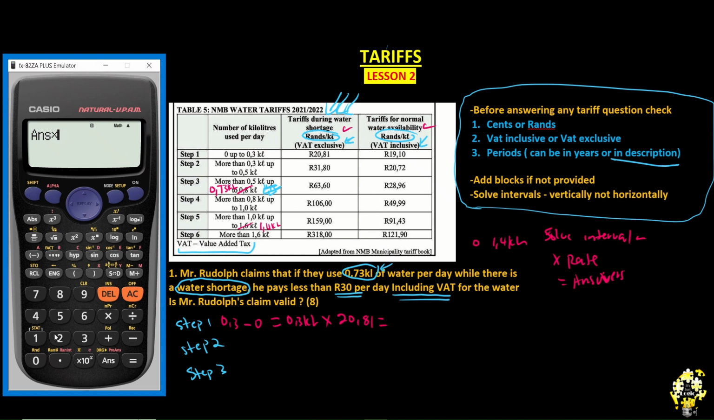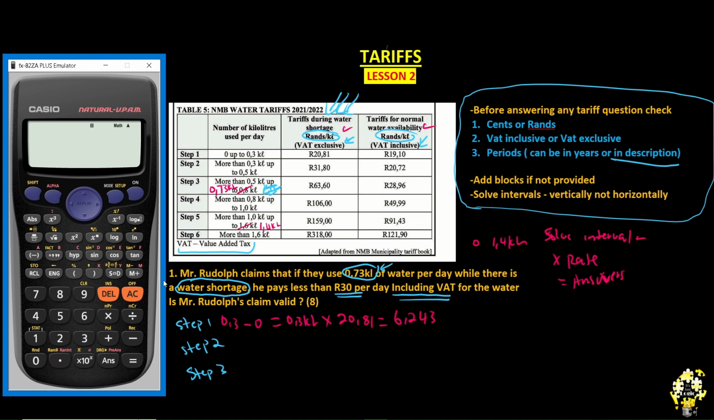So 0.3 is already here. 20.81. We supposedly get a 6.243. We are not rounding anything off. These are not the final answers. We are done with step number 1. Let's go to step number 2.